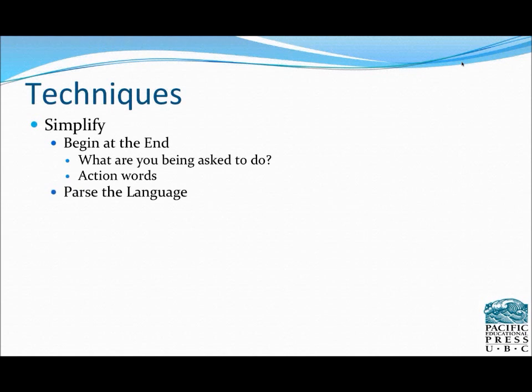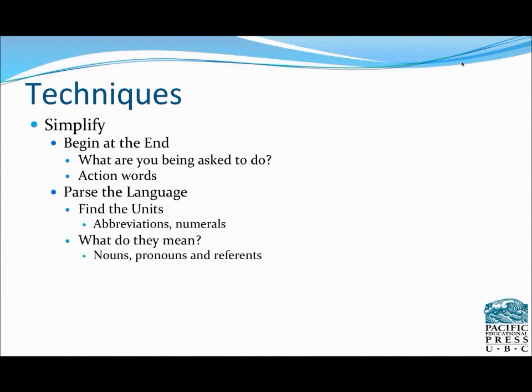Next, parse the language. Highlight any units you see. Be on the lookout for abbreviations and numerals. What do these units mean? Well, look in the sentence and circle the related nouns, pronouns, and their reference. In other words, the noun to which the pronoun refers. Continue to work backwards, reading through whole sentences, but in reverse order. Ask yourself, do we know all we need to know? Are we searching for more information? Regardless of the answer, of course, it's still important to continue to the beginning of the question to determine if there are any missing pieces.